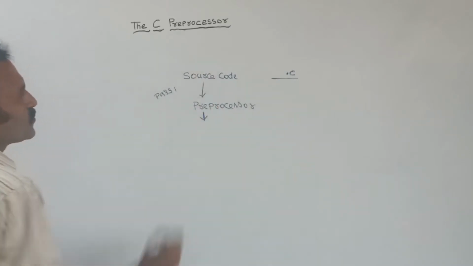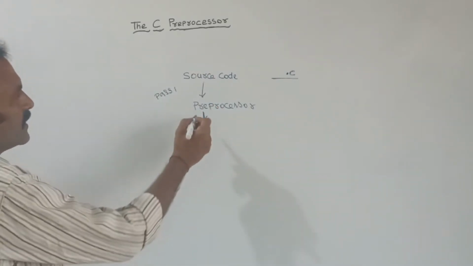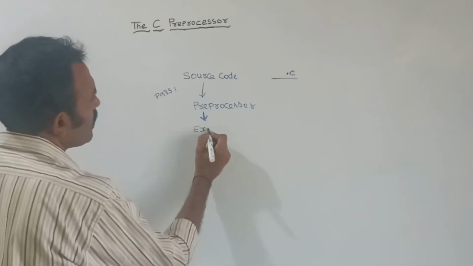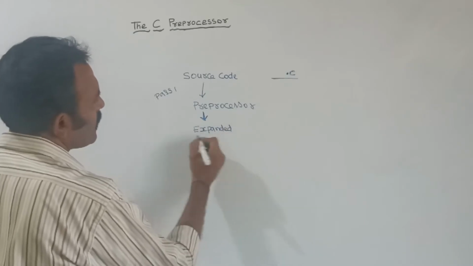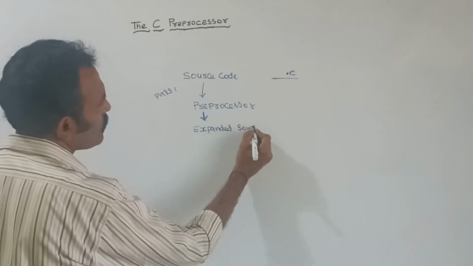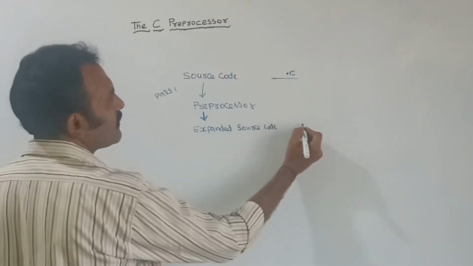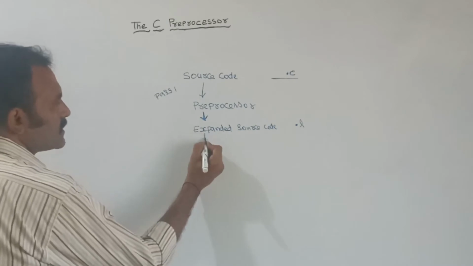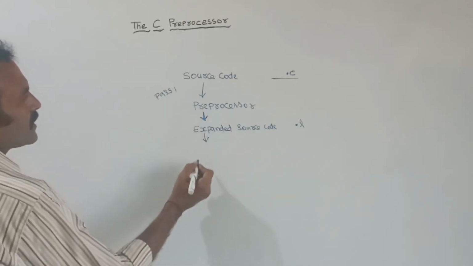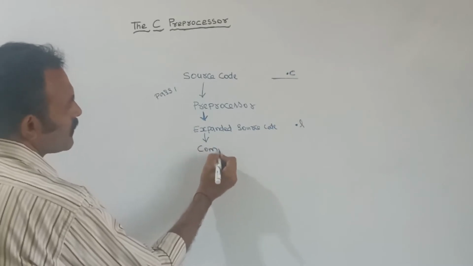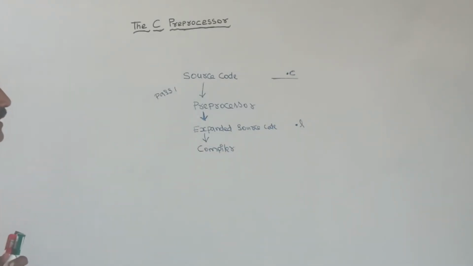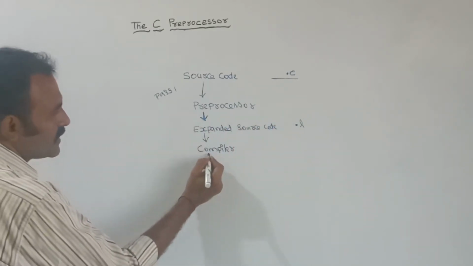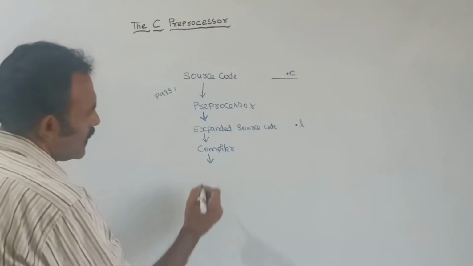After passing our source code to the preprocessor, it generates a file, that is the expanded source code. This file will have the extension .i. Next, this expanded source code is passed to the compiler. After that, this compiler will get this expanded source code as an input. After that, it generates the assembly code.